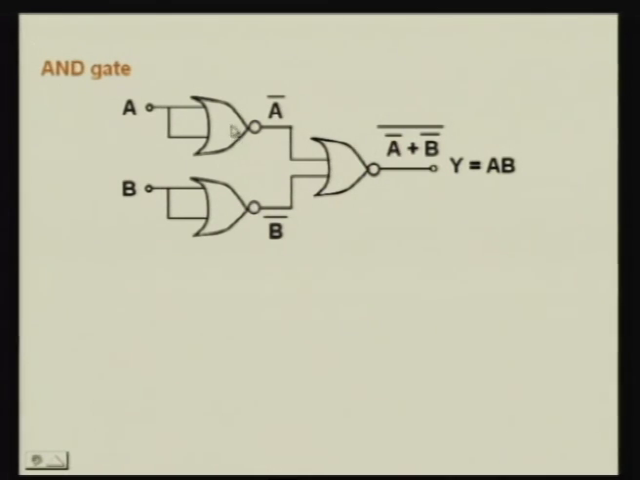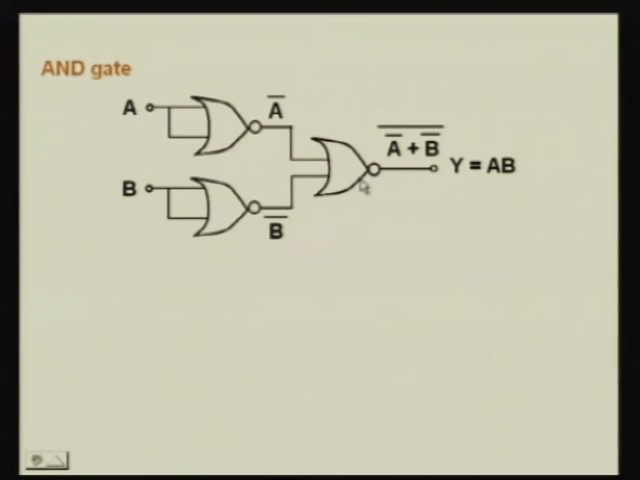So we use these two NOR gates as inverters. We are getting A bar and B bar at the outputs, and we apply A bar and B bar as the input of the third NOR gate, and we will be getting Y is equal to AB. Here we can also simplify it using De Morgan's theorem, and we can get A multiplied by B, the AND operation on A and B. So this is simply an AND gate.